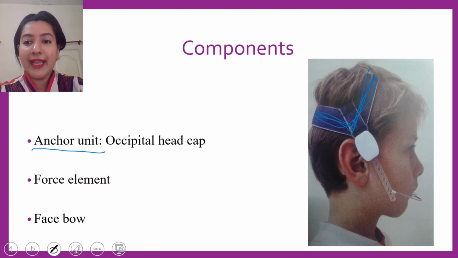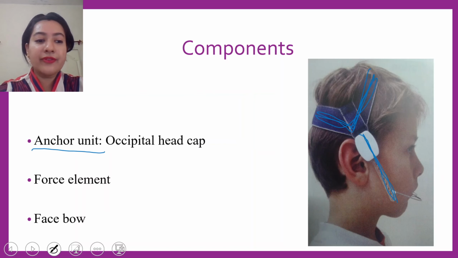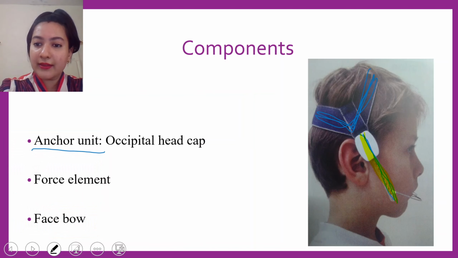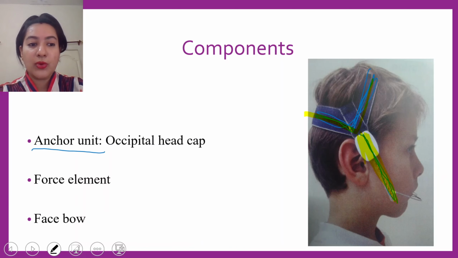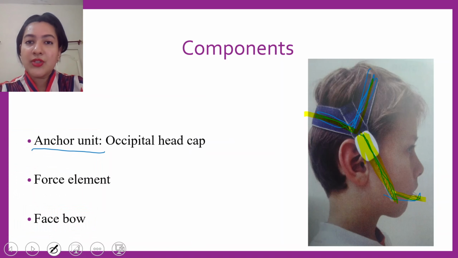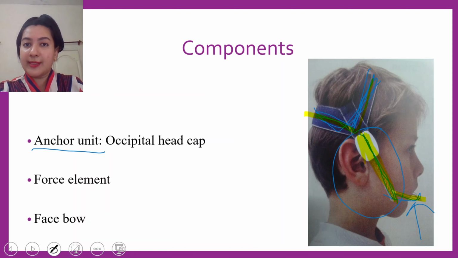Okay, next is the force element. This string which you see over here, this is our force element. Let me highlight it with a different color. Okay, so this thing which is highlighted in yellow is my force element. This blue thing was my anchor unit. This is the force element, and next is the face bow. The one which is inserted into the patient's mouth is my face bow. So these are the three important components of a headgear. That is your anchor unit, which is the occipital head cap. Next is my force element, and the third thing is my face bow.